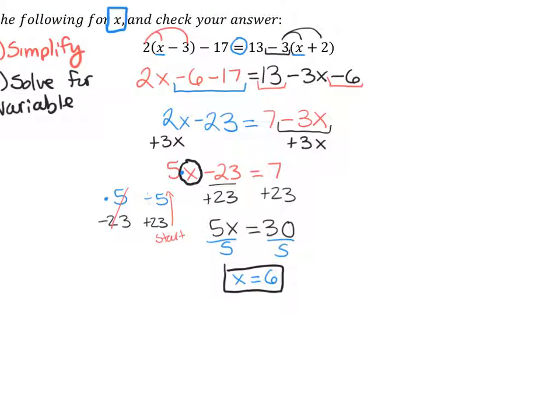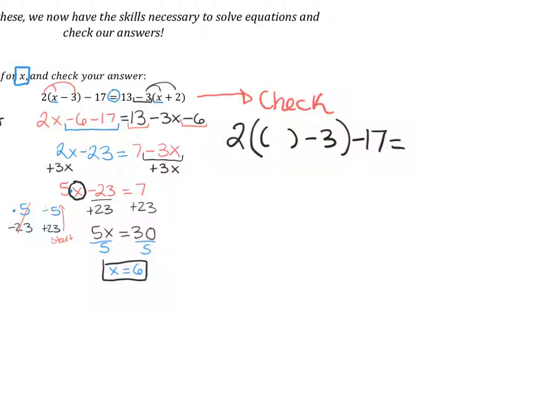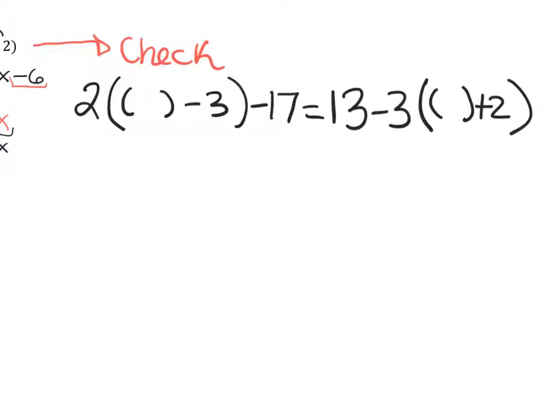If we go back to our original equation up here, we can plug it in. So wherever we see an x, we're going to plug in 6. So we would have 2. And right now I'm just going to leave some open parentheses wherever an x is. Okay, so now wherever I see that hole there where the x was, I'm going to put a 6.